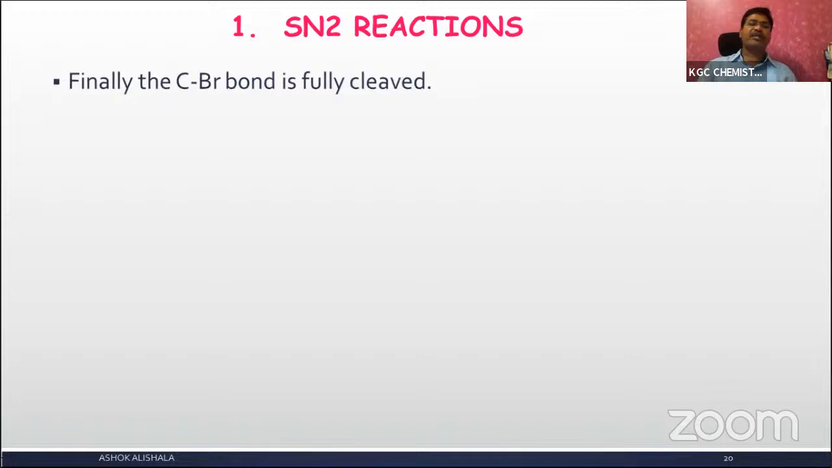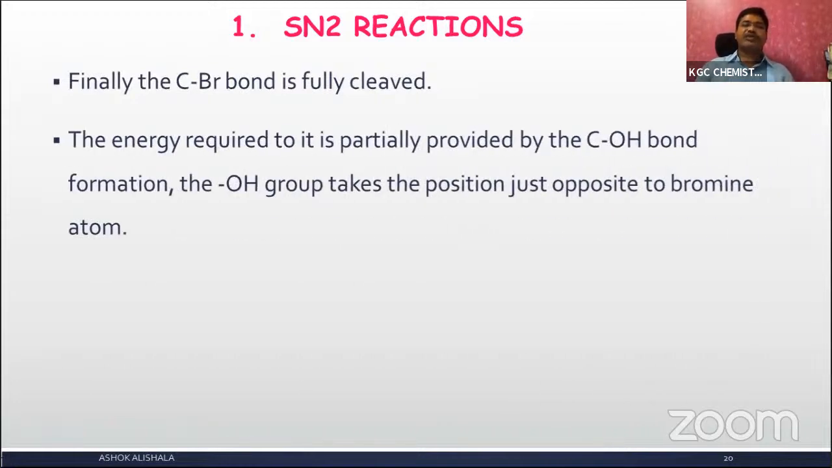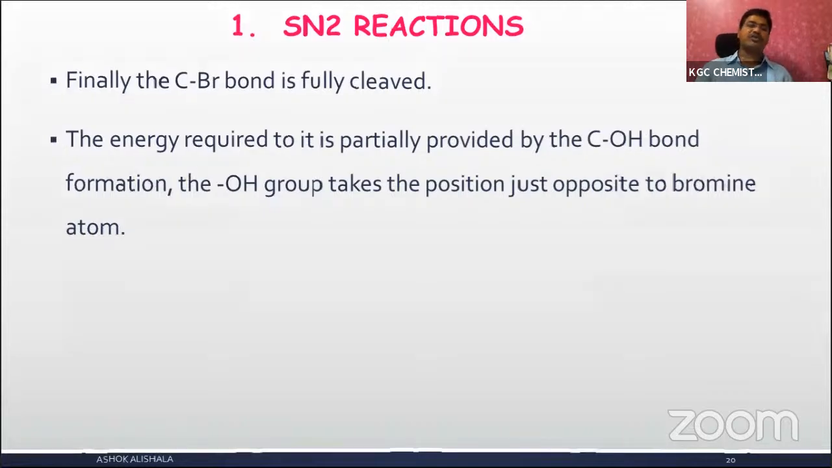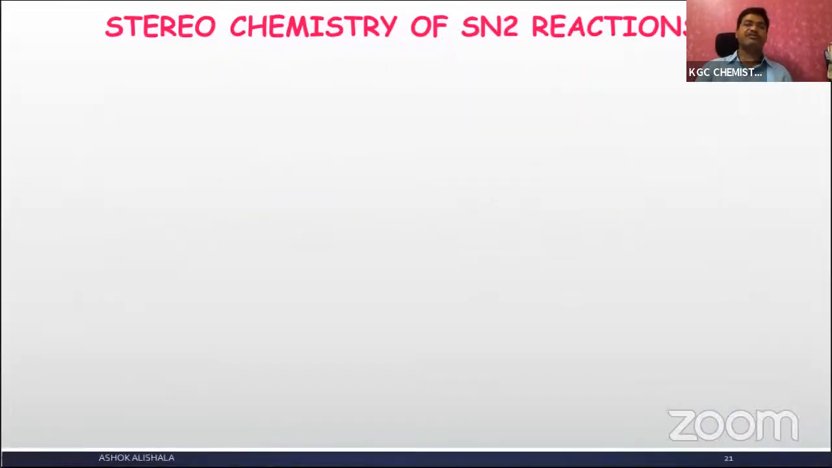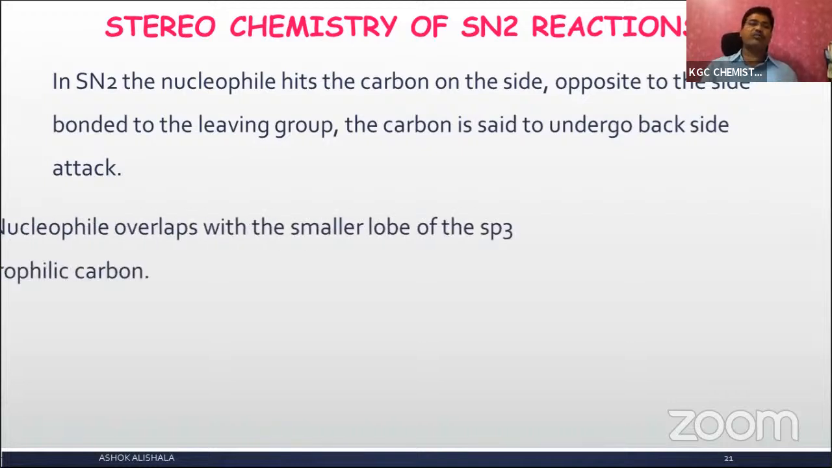Now let us see. Finally, the carbon-bromine bond is fully cleaved. The energy required is partially provided by the carbon-OH bond formation. The OH group takes the position just opposite to the bromine atom. Just now we discussed that. In SN2, the nucleophile hits the carbon on the side opposite to the leaving group. The carbon is said to undergo backside attack.